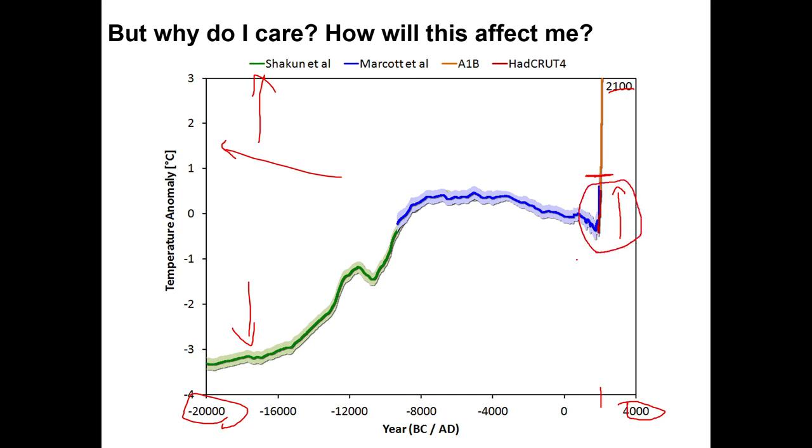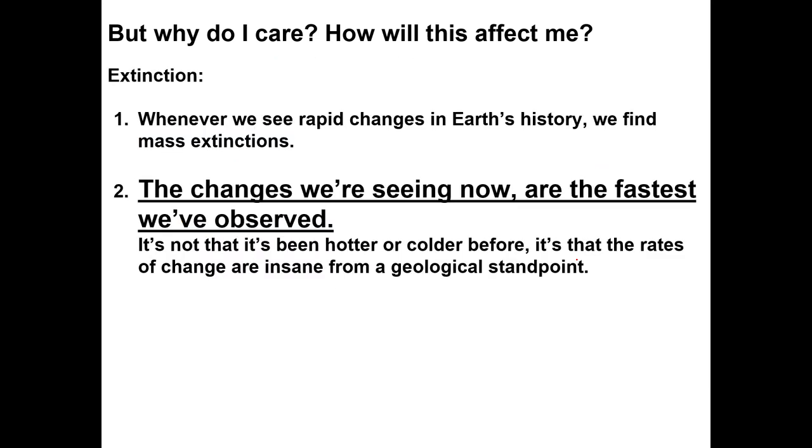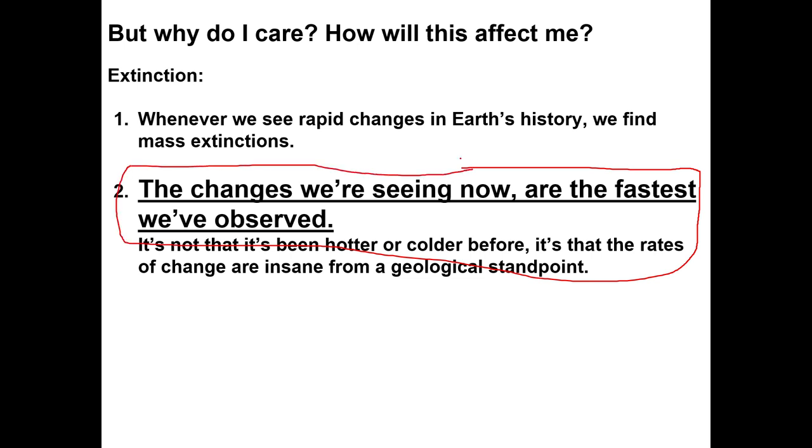You change things too quickly, life cannot adapt. It cannot evolve. It's too fast. Things will die. And unfortunately, we eat the things that live on this planet. And if they have problems, we have problems. So if there's anything else I want you to take away from this, it's this point right here. The changes we are seeing today are the fastest we've ever observed.